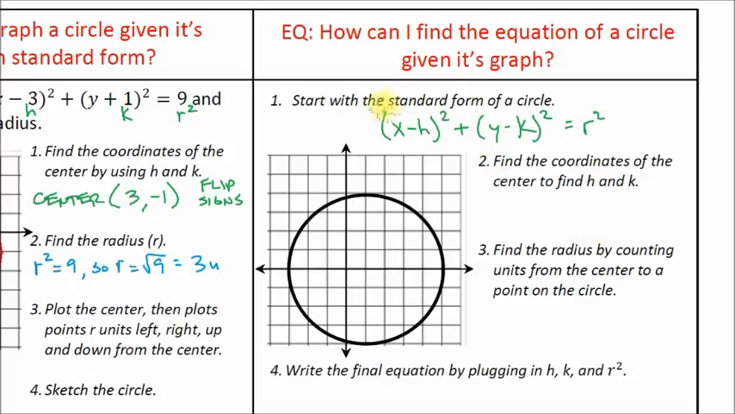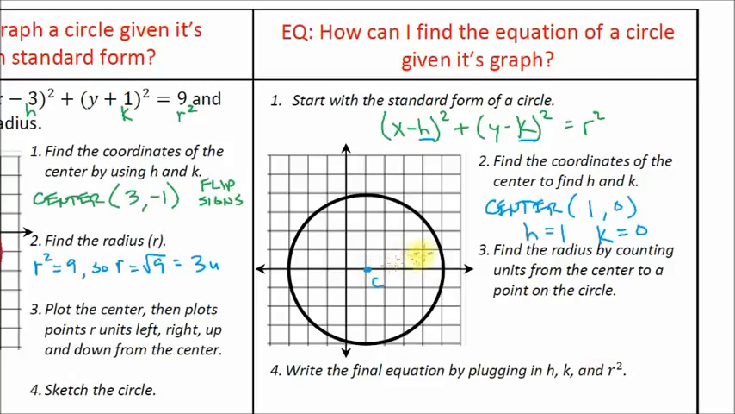So step number 2, after you write your standard form of a circle, find the coordinates of the center to find h and k. Well, you can eyeball the center here. I can see it's about right here. Let's verify that. I'm going to go 1, 2, 3, 4 units up, 4 units right, 4 units left, 4 units down. That appears to be the center. And the coordinate of that center is (1, 0). So the coordinate of the center of this circle is at (1, 0). And that means h is equal to 1 and k is equal to 0. There's our h and k. We found h, we found k. All we have to find now is r.